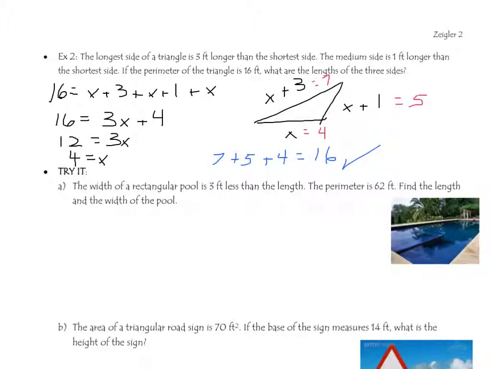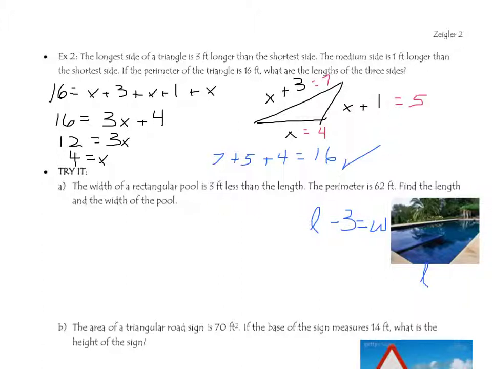In the next problem, we are given the width of a rectangular pool in terms of its length, and we're given that the perimeter is 62 feet. So here's the width and here's the length, and we know the perimeter is 62 feet. We know that the width is related to the length. It's going to be the length minus 3 feet.